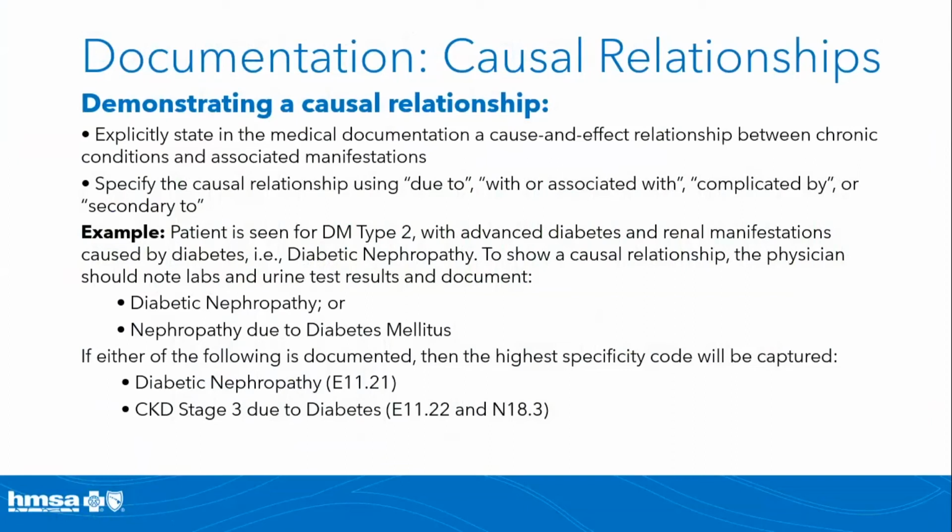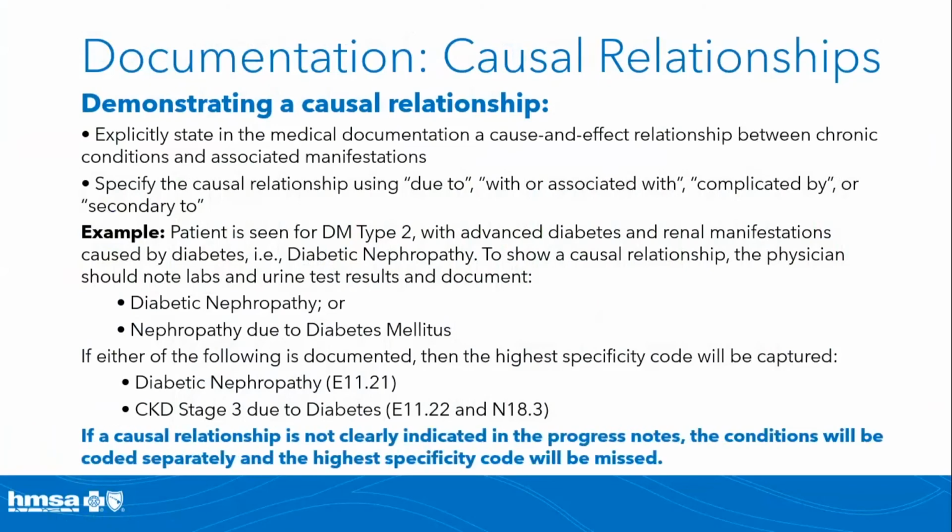To show a causal relationship, the physician should note labs and urine test results and document diabetic nephropathy or nephropathy due to diabetes mellitus. If either of the following is documented, then the highest specificity code would be captured: diabetic nephropathy or CKD stage 3 due to diabetes. Remember, if a causal relationship is not clearly indicated in the progress notes, the conditions will be coded separately and the highest specificity code will be missed.